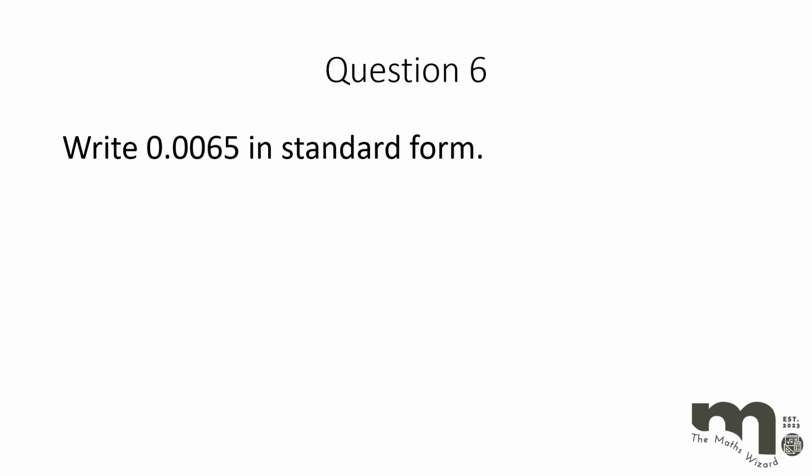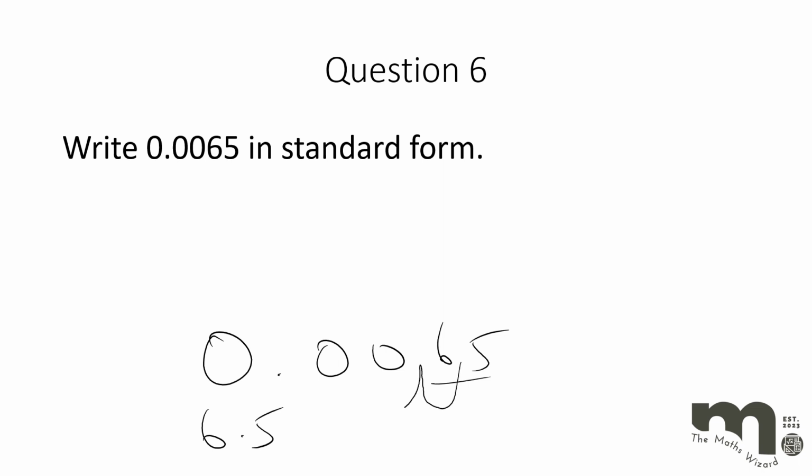So final example then, we've got a number that's less than 1, so pause your video and have a go. Okay, so here then we've got 0.0065. If we look at our digits, we've only got these 2 digits that aren't 0. So that tells us it's got to be 6.5. So then we're moving our decimal point once, twice, 3 times. So it's now here. So that's going to be times 10 to the power of -3. Remember, anything that's less than 1 is going to be a negative power.